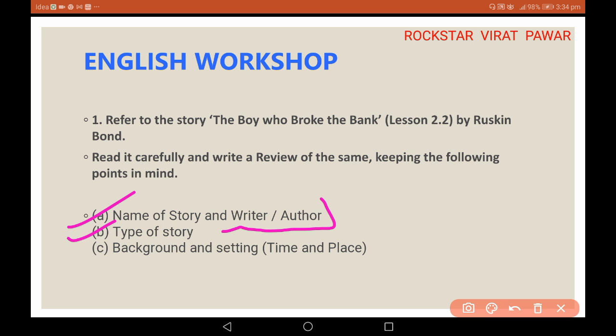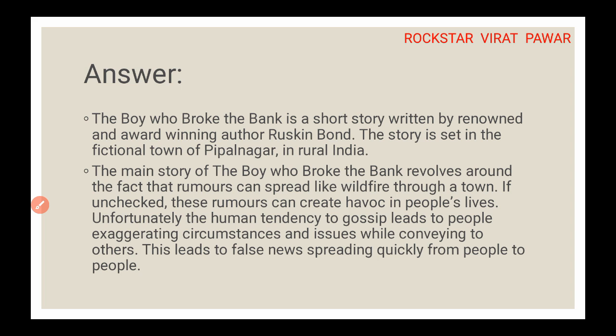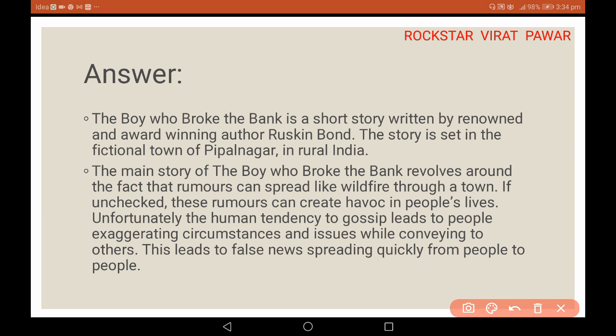Second is the type of story. Third is background and setting, like time and place, which is also important. Another is the main characters given in the story, problem faced, language used, what you liked about the story, what you did not like about it, and your general opinion of the story is also important. Now let's see the answer; you have to give it in this way.